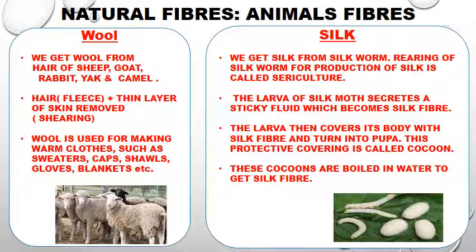Now, silk was first developed in China. We get silk from the silkworm. Rearing of silkworm for the production of silk is called sericulture. The larva of the silk moth secretes a sticky fluid which becomes silk fiber. The larva then covers its body with silk fiber and turns into a pupa. And this protecting covering is called cocoon. Further, these cocoons are boiled in water to get silk fiber.